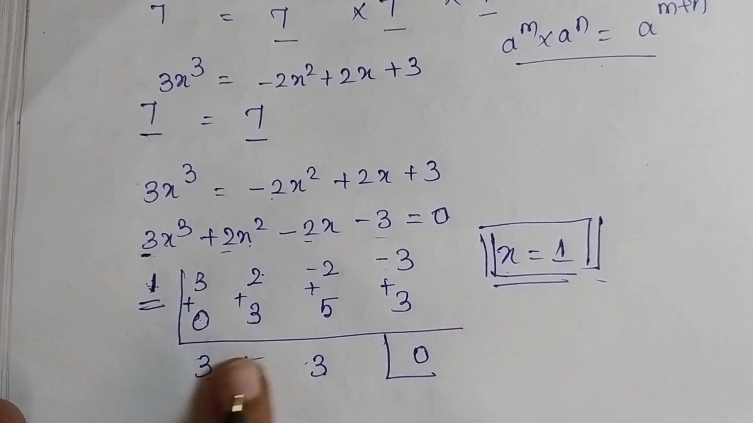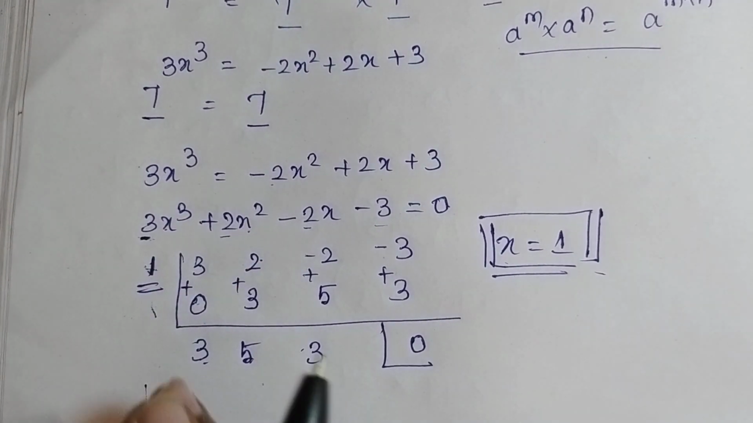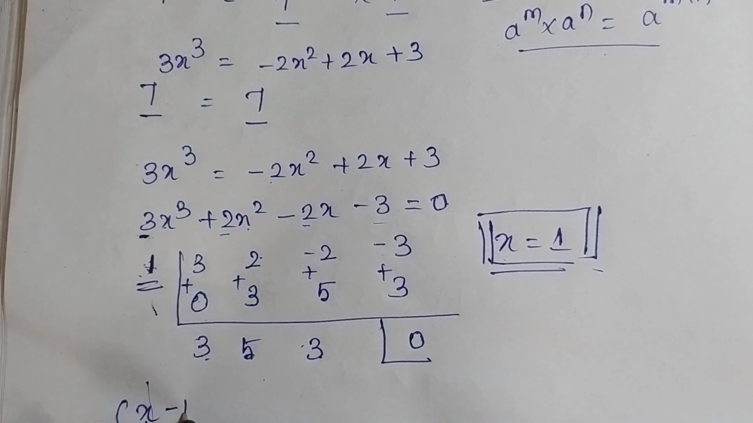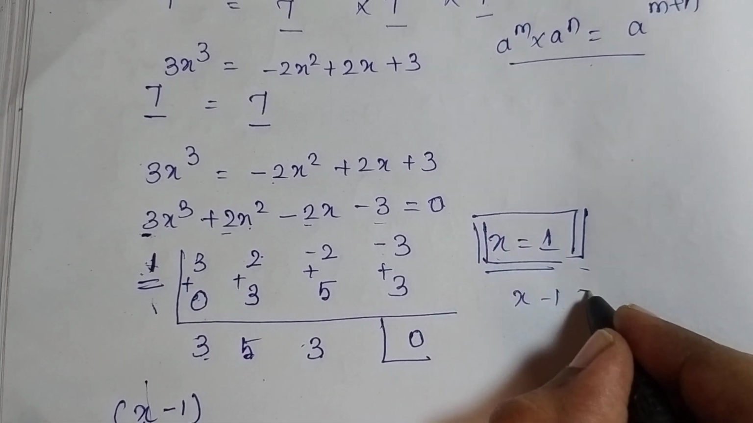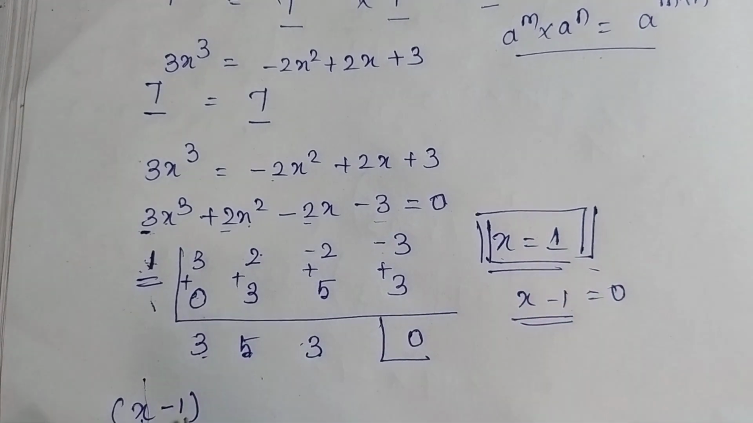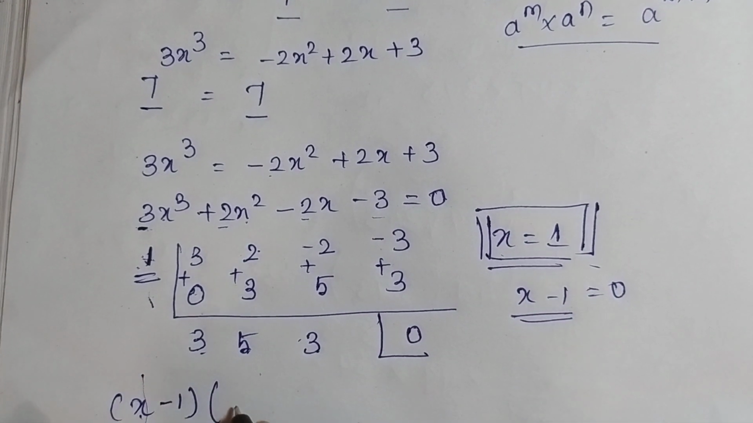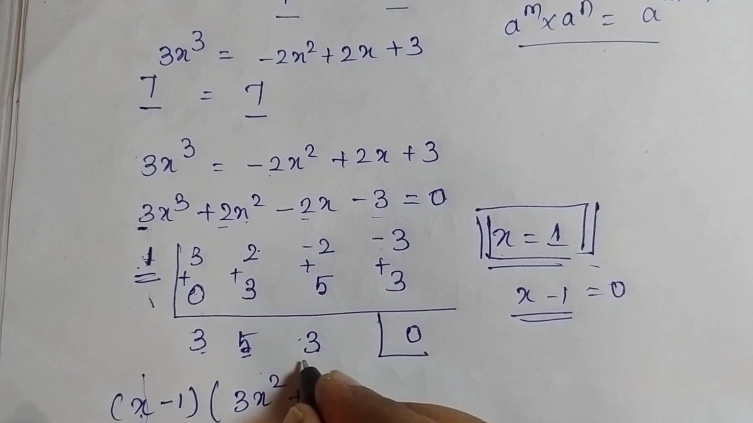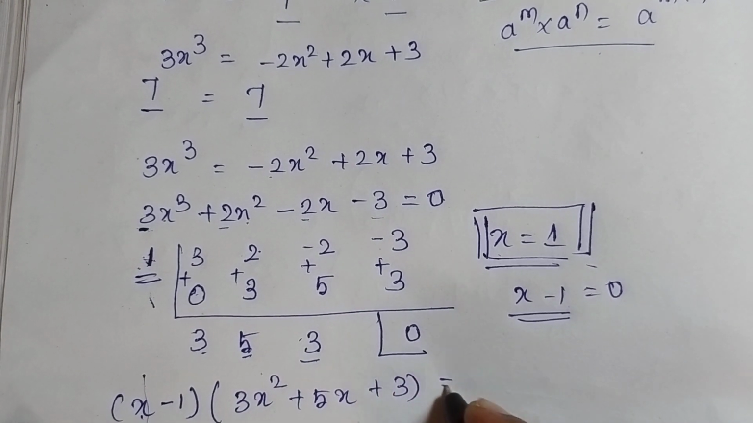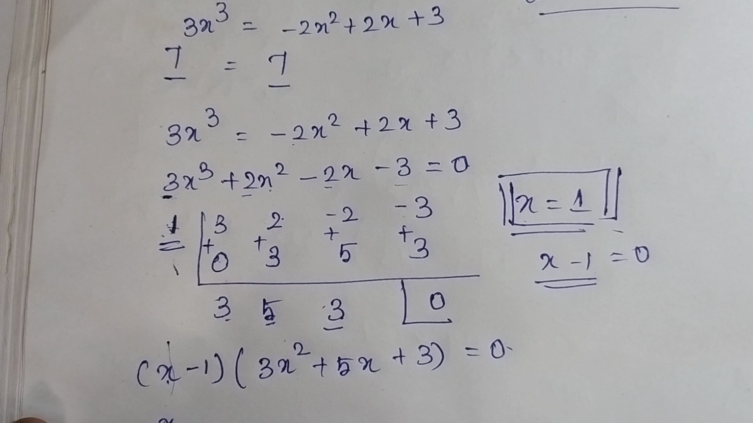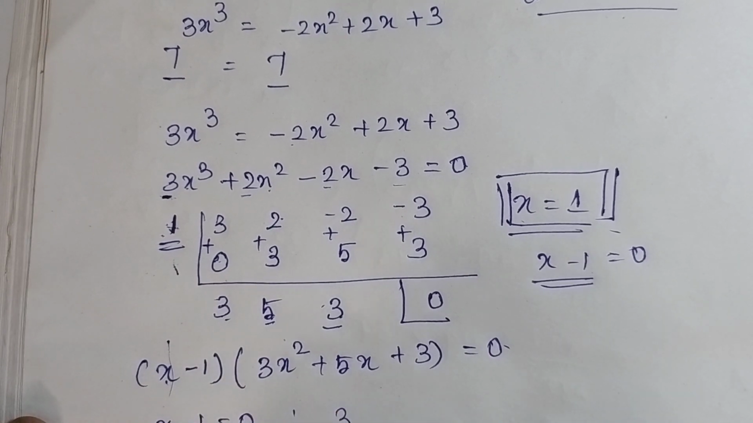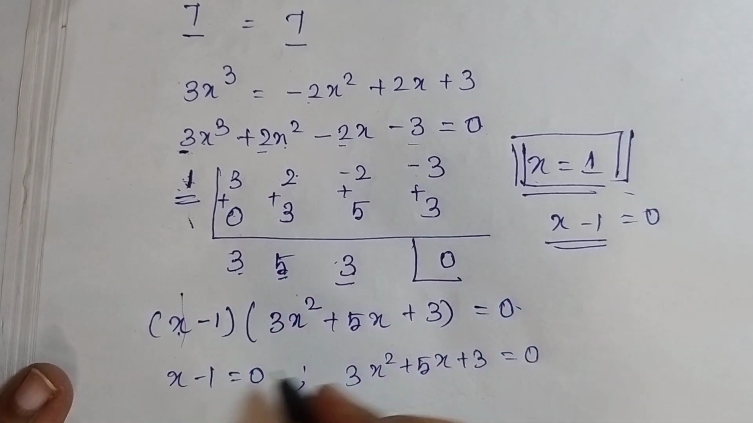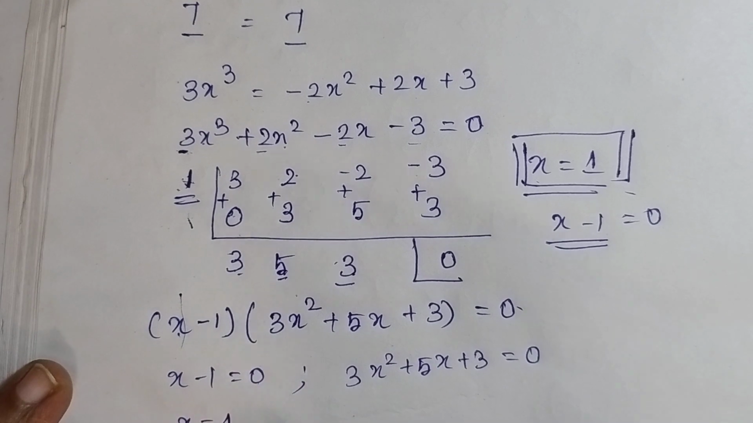And from this I can write the factor x minus 1, so x minus 1 is equal to 0, right? So the factor x minus 1 multiplied by 3x square plus 5x plus 3 is equal to 0. From this I can conclude x minus 1 is equal to 0, and then 3x square plus 5x plus 3 is equal to 0. From this I find x is equal to 1.